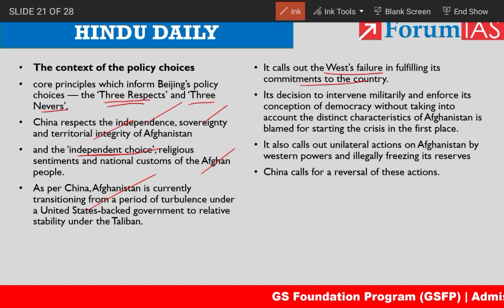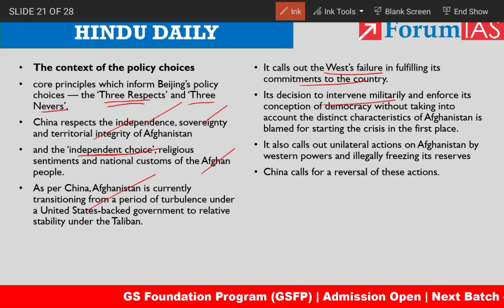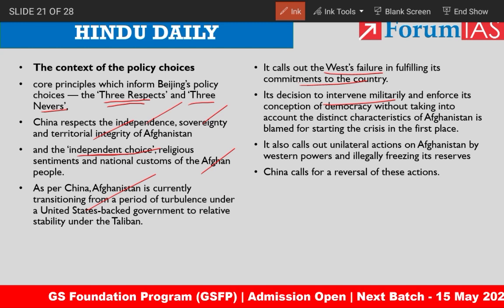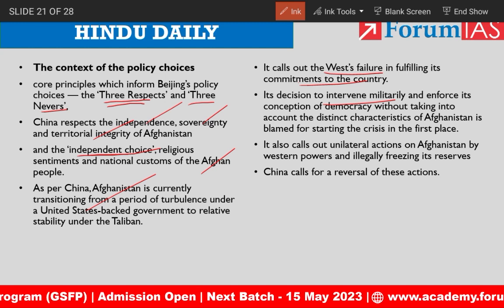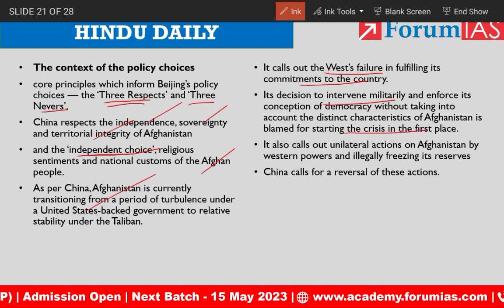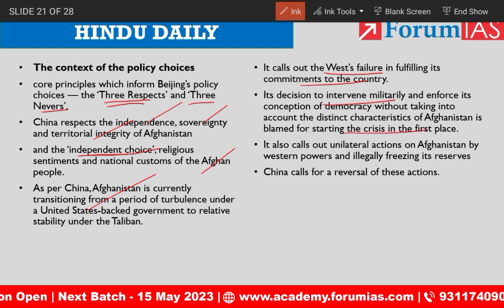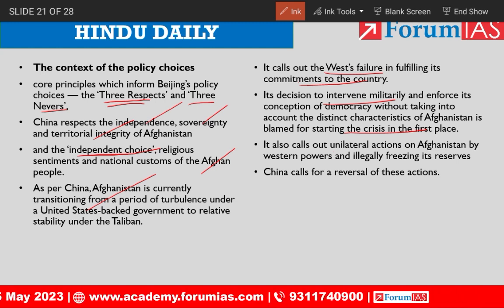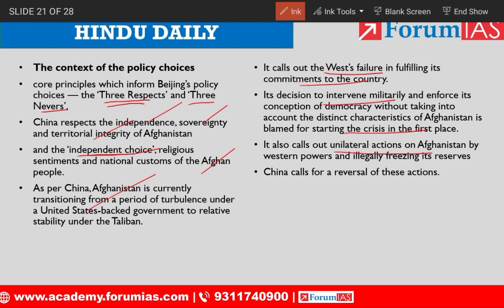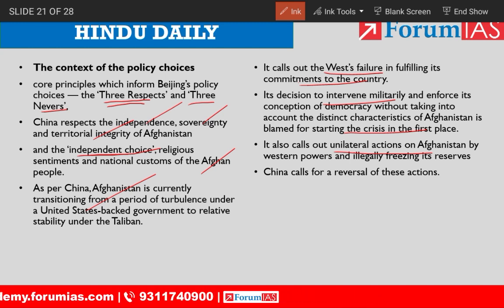And it is telling your decision to intervene militarily here and force democracy without taking the culture, tradition, and the political background of Afghanistan was the starting place for all the crises that happened in Afghanistan. So to some extent, what China is telling is right. Next, it is telling this unilateral action against Afghanistan by Western powers and freezing their reserves. All these are wrongs that were done to Afghanistan. So China is telling we want reversal of all these actions.